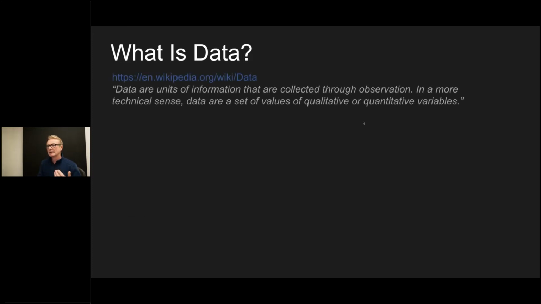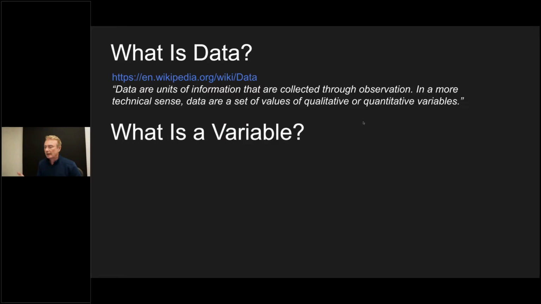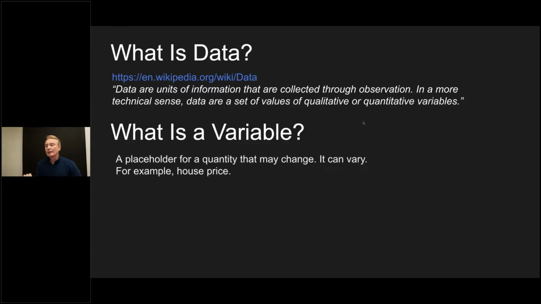So what is data? Getting back to fundamental definitions here. Data, and this is from Wikipedia, data are units of information that are collected through observation. In a more technical sense, data are a set of values that are qualitative or quantitative variables. So you've all heard of qualitative and quantitative variables, and we'll go over that. Now, this is like peeling an onion. I'm using a word like a variable. What is a variable? A variable is a placeholder for a quantity that may change, and the name is a giveaway. It varies, something that varies.